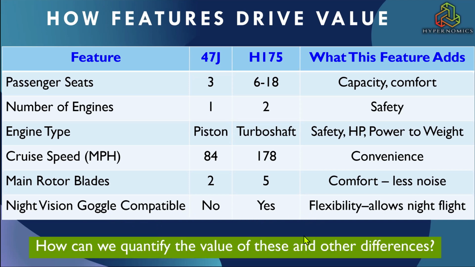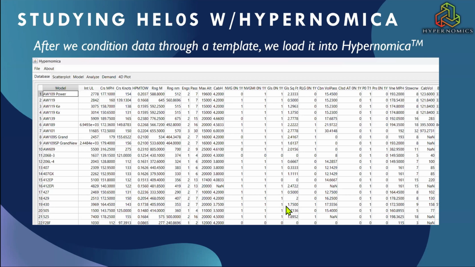So how can we maybe quantify these differences and others? Here's where we want to go look at these elements in what we call Hypernomica. Hypernomica is our patented software that allows us to look at data in four dimensions. What we've done here is we've created a database that's got 77 helicopters, from 10 years ago, and has 49 independent variables.